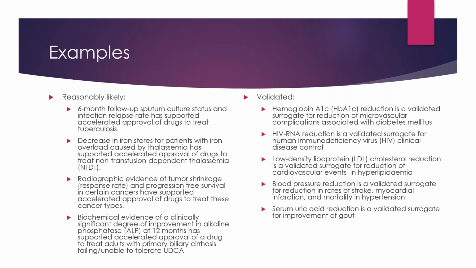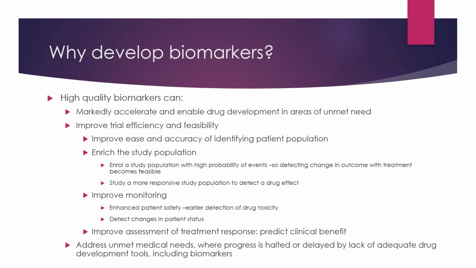Blood pressure reduction, we know, is a validated surrogate for reduction in rates of stroke, of myocardial infarction, and of overall mortality in patients with high blood pressure. And serum uric acid reduction is a validated surrogate marker for the improvement of clinical gout. And indeed, normalization of uric acid will completely remove the clinical symptoms of gout in affected individuals.